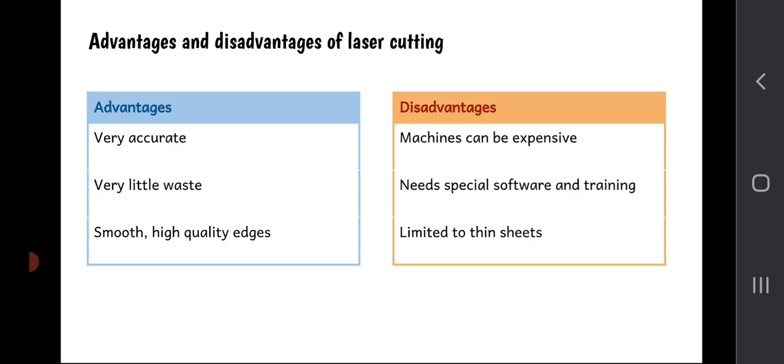Disadvantages: machines are expensive. Again, just like 3D printing, you need special software and you need quite a lot of training to be able to do laser cutting. And it's only limited to thin sheets, so you can only really cut through, I don't know, maybe a few millimeters of material at a time.